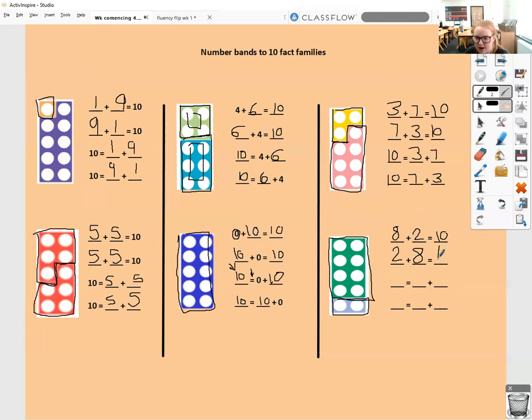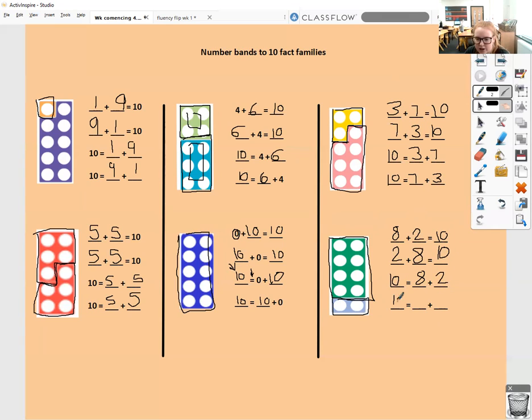What is my whole? My whole is 10. So 2 plus 8 more equals 10. Now we're going to start with our whole. Our whole is 10 because we're doing number bonds to 10. 10 equals one of our parts, which is 8, plus 2 more, which is our other part.